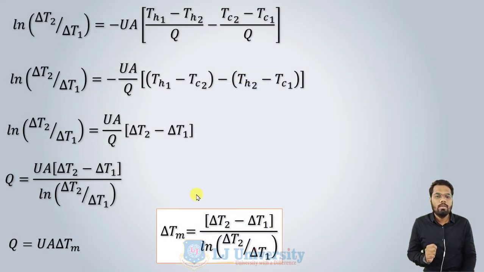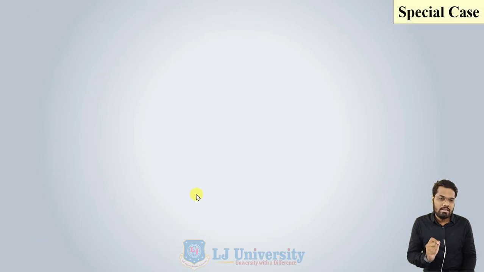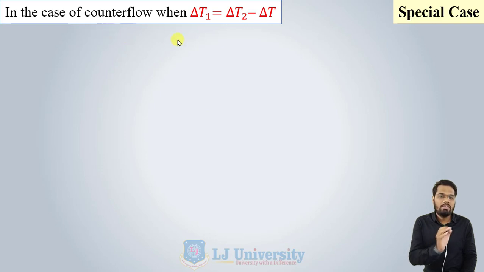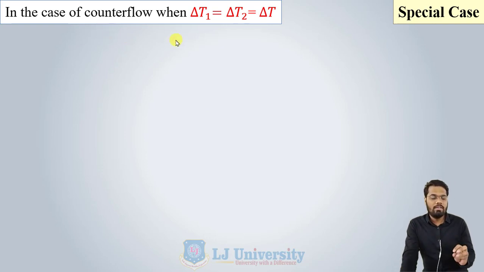Now, there are some special cases for the counter flow heat exchanger. Suppose in the case of a counter flow heat exchanger, delta T1 is equal to delta T2. The temperature difference at the inlet, TH1 minus TC2, is equal to delta T2, the temperature difference at the exit, TH2 minus TC1, so they become the same.